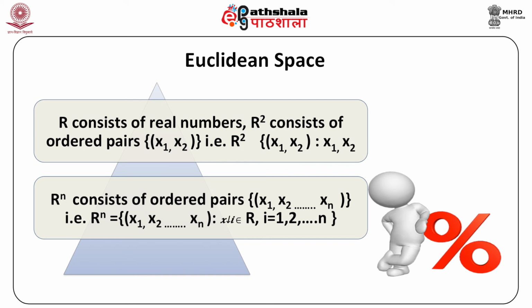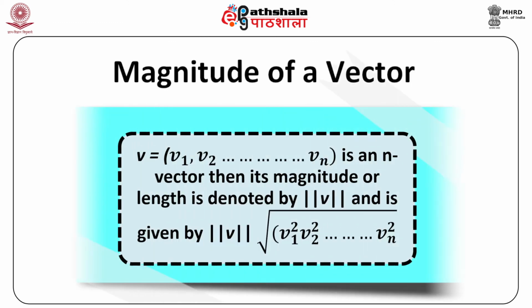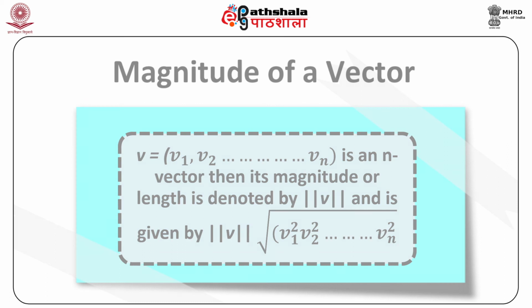As the vectors discussed have a geometric representation in the corresponding coordinate plane, vectors can be thought of as points with directed magnitude. Magnitude of a vector. If v is equal to (v1, v2, right up to vn) as an n-vector, then its magnitude or length is denoted by norm of v and is given by the square root of v1 squared plus v2 squared right up to vn squared. So this is called the Euclidean norm of v.